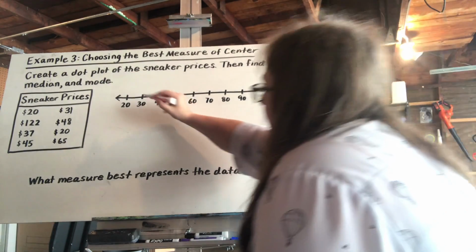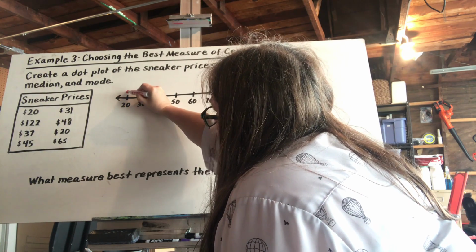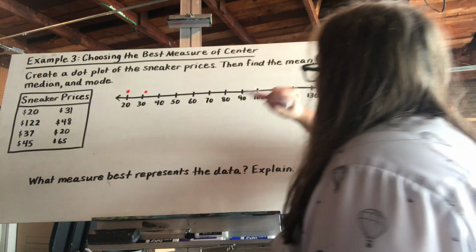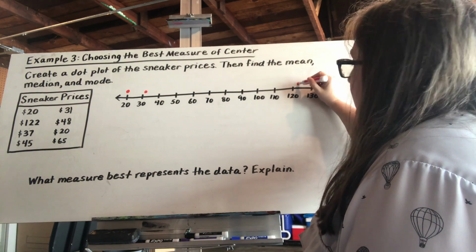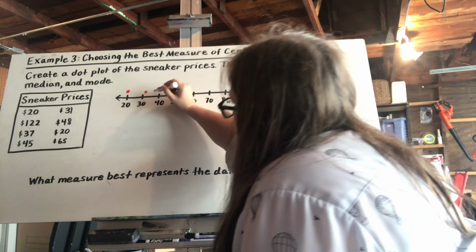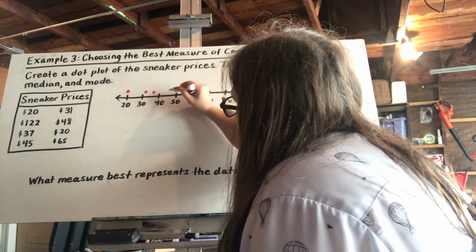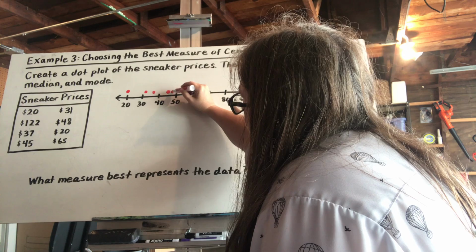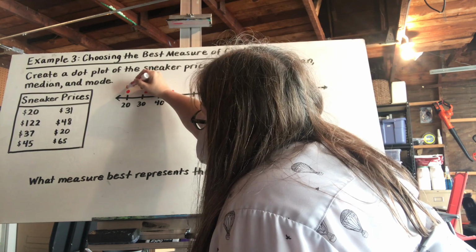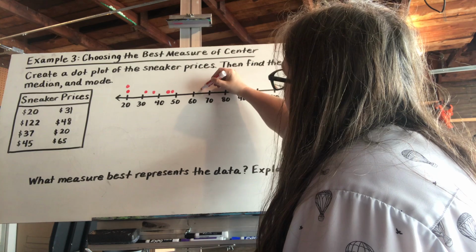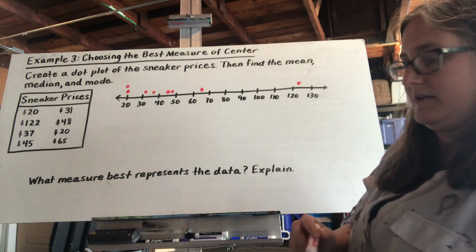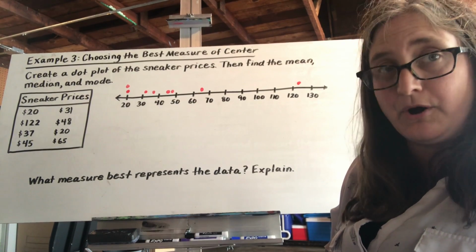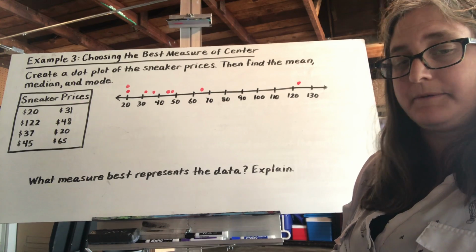Some sneakers there cost $20. We have some that cost $31, so just a little past 30. $122, right about here. $37, put that one right up there. $45, $48, another $20, and $65. So now we're going to find the mean, the median, and the mode for all these sneaker prices.